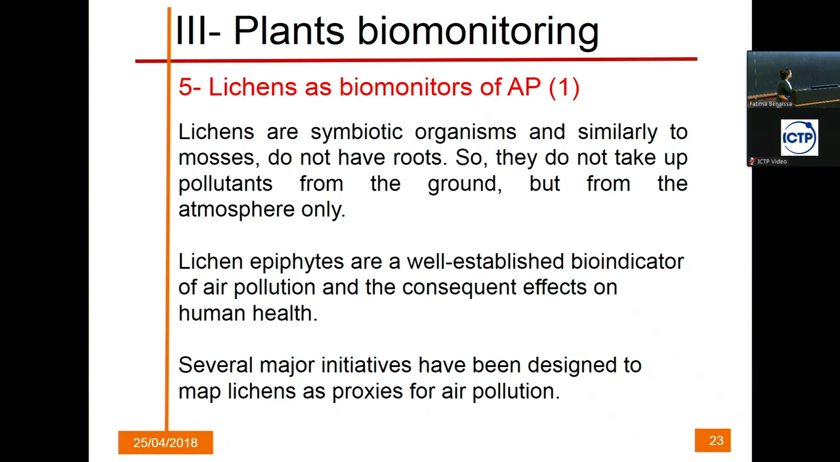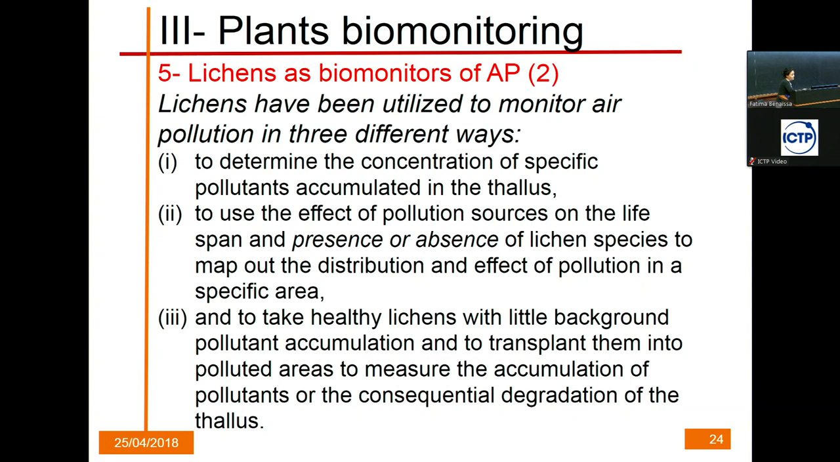The third category of plants used to detect the impact of air pollution on plants is lichens. Lichens are well established bioindicators of air pollution and its consequent effect on human health. Several major initiatives have been designated to map lichens as proxies of air pollution. They are used to monitor air pollution, firstly, to determine the concentration of specific pollutants. Some other studies use lichens to study the effects of pollution sources on the life span and presence or absence of life species, to map out the distribution and effects of pollution in a specific area.